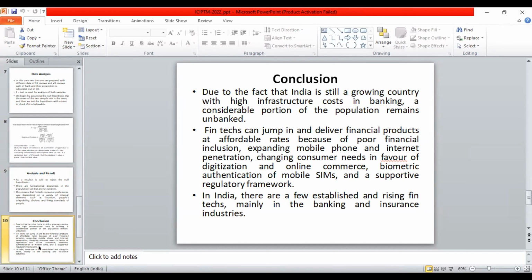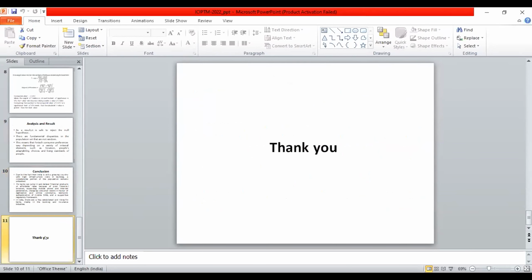So we conclude that India is a growing country with high infrastructure cost in banking, and a considerable portion of the population remains unbanked. So fintech can jump in and deliver financial products at affordable rates because of poor financial inclusion, expanding mobile phone and internet penetration, changing consumer needs in favor of digitalization and online commerce, biometric authentication of mobile SIMs, and a supportive regulatory framework. In India, there are a few established and rising fintech companies, mainly in the banking and insurance industries also. So this is all my submission. Thank you. Any questions if anyone wants to ask?